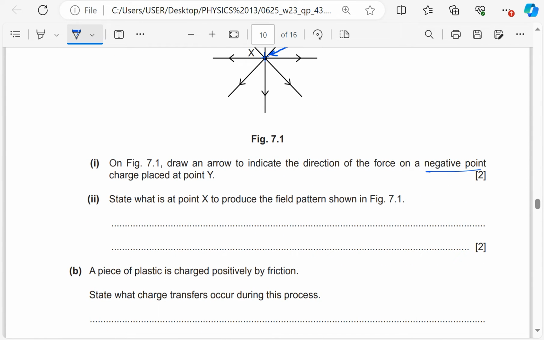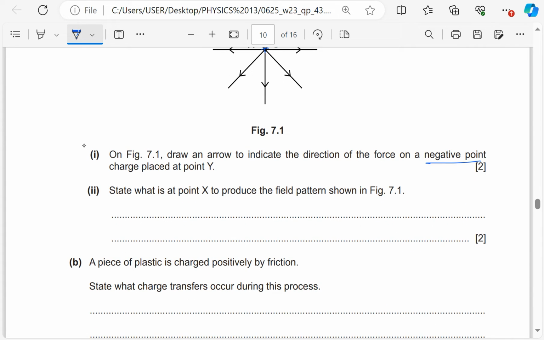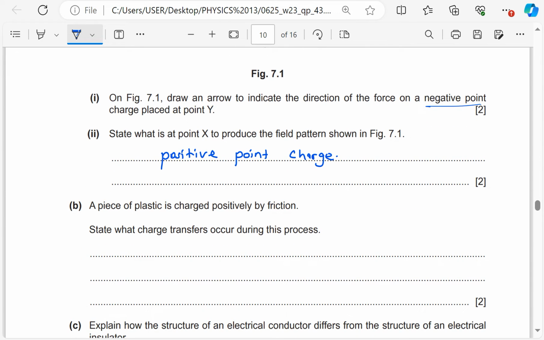Because it is negative, and the field lines originate from positive, at the center where X is, we have a positive. So the negative charge at Y is being attracted. State what is at point X to produce the field pattern shown in the figure. So that is a positive point charge. It is a positive point charge.